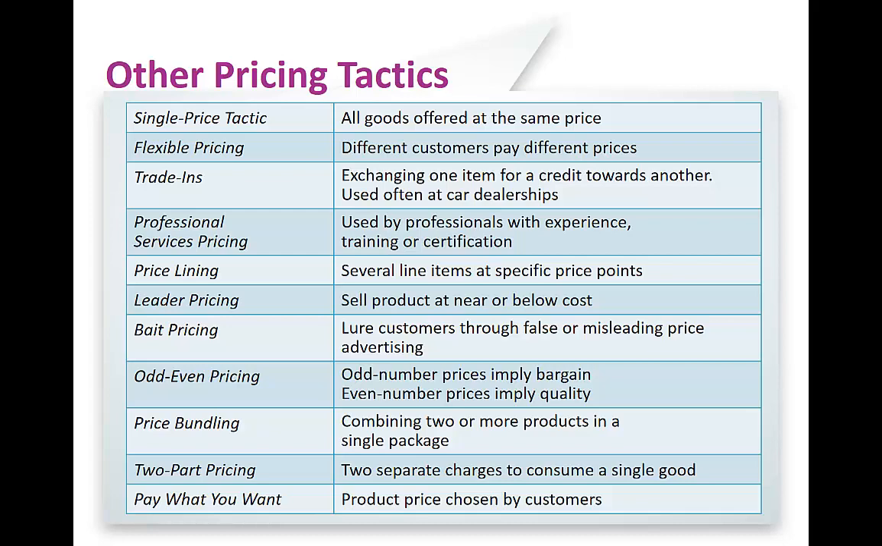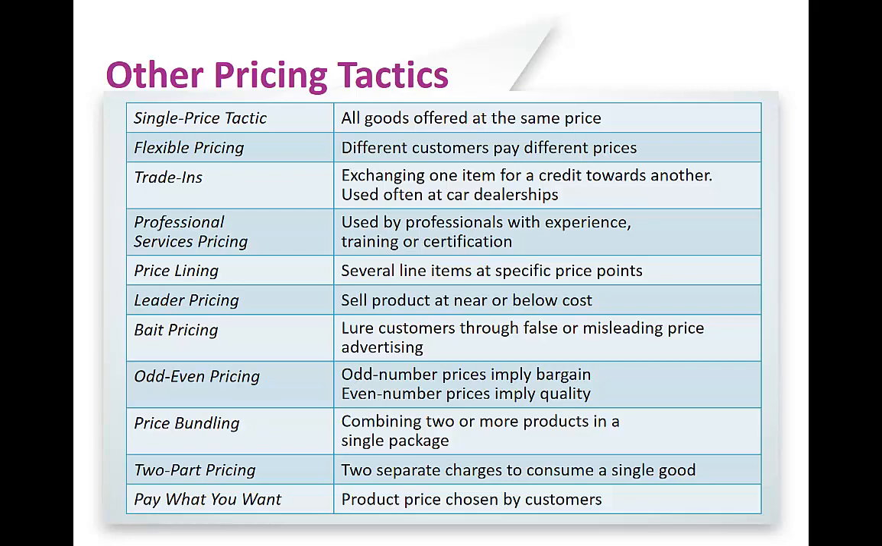Third, trade-ins are exchanging one item for a credit toward another. It is common in the car dealership. Ask the customers to sell their own car and get a new car with the credit. Fourth, professional service pricing. Used by professionals with experience, training, or certification. Price lining is for setting the several line items at a specific price point. Leader pricing is for selling product at near or below cost. Bait pricing is for luring customers through false or misleading price advertising.